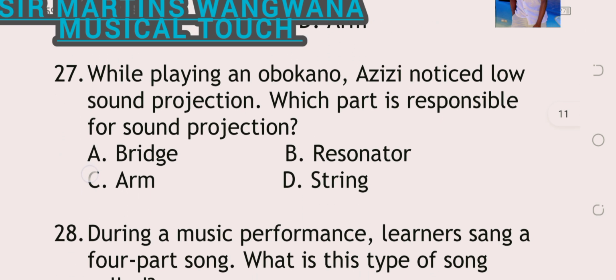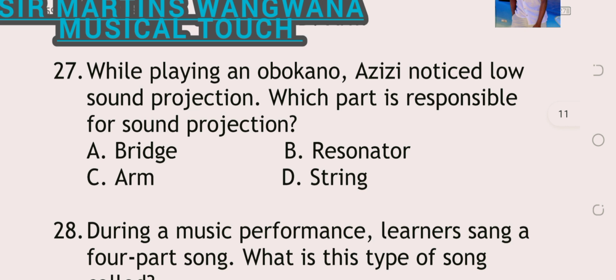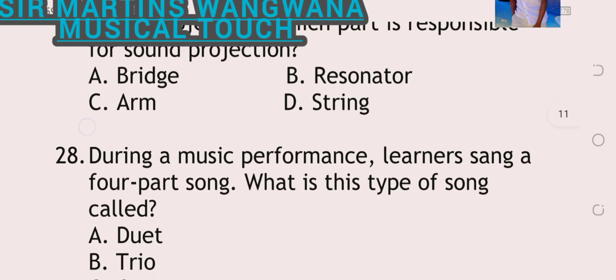Number 27, while playing an obokano, that one is from the Kisii or Gusii community, Azizi noticed low sound projection. Which part is responsible for sound projection? That one is a resonator, of course, which is B.